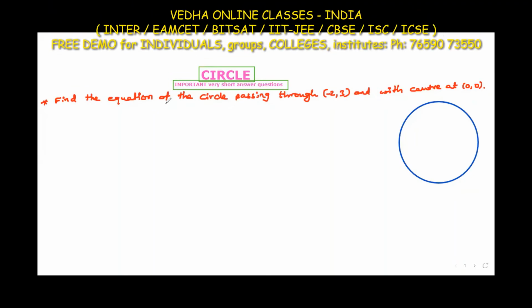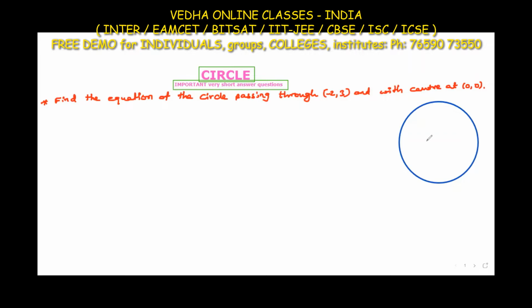Here the circles are very important. Okay, so very short answer type questions. In this, find the equation of the circle passing through -2 comma 3 with the center 0 comma 0. This is the question here.